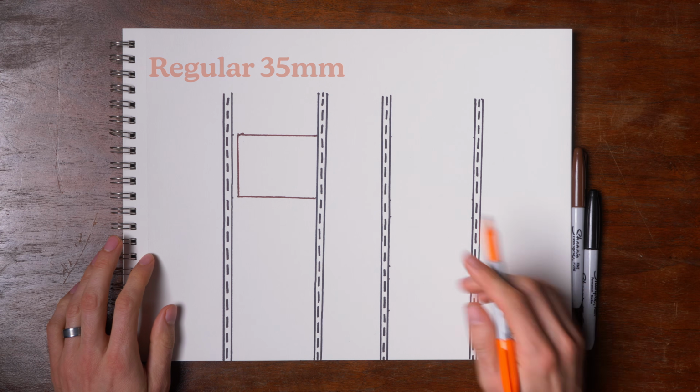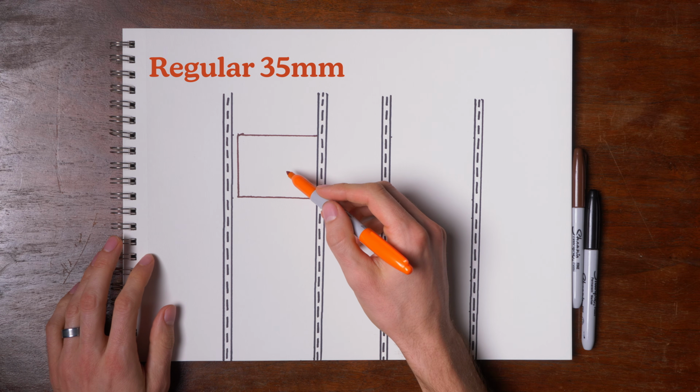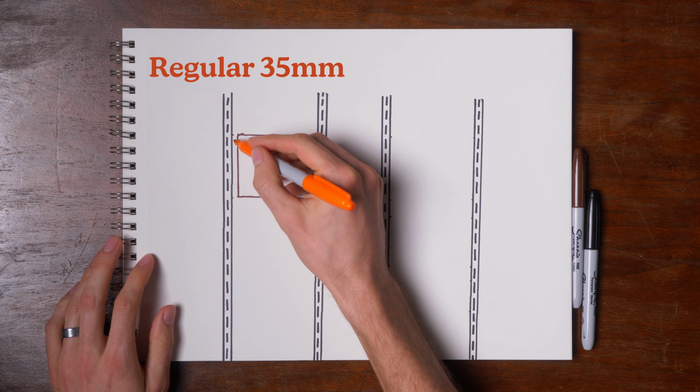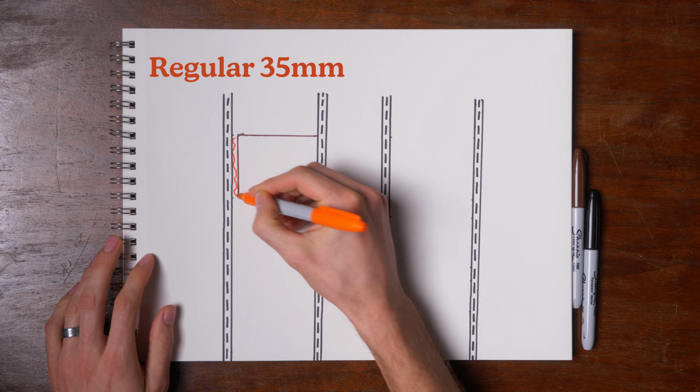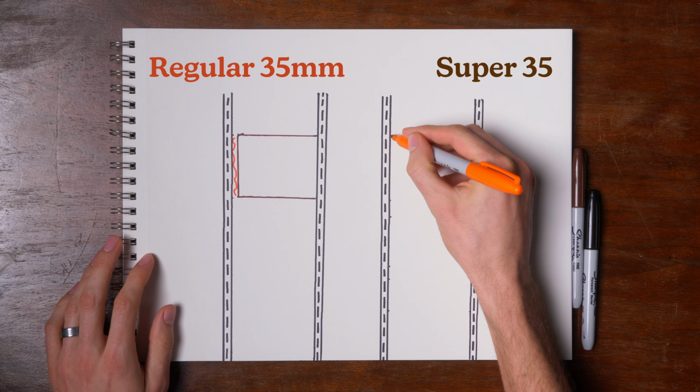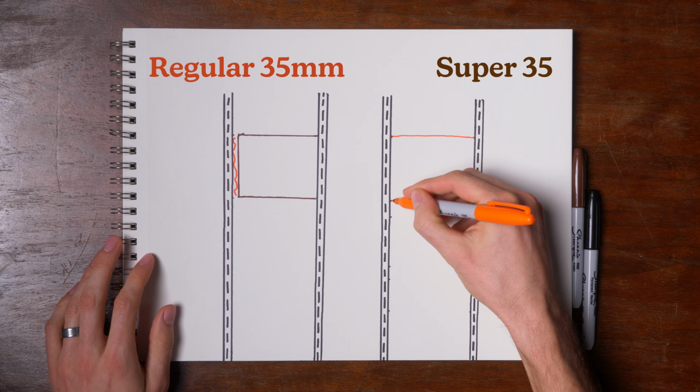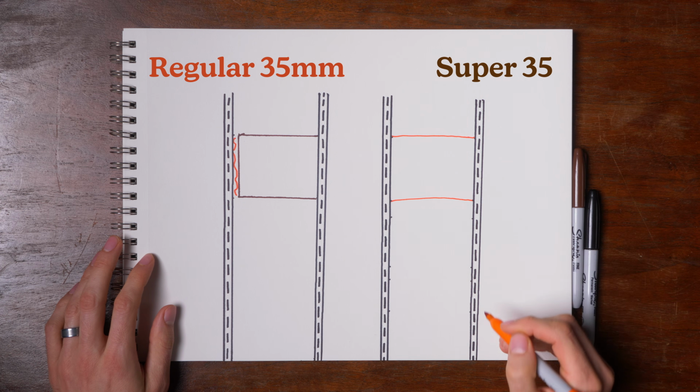First, it's important for us to go over a few different types of 35mm film. Here we have regular 35mm. It captures an image on this part, leaving some extra space for the soundtrack. Next, we have Super 35. It removes the sound, allowing for a larger image to be captured.